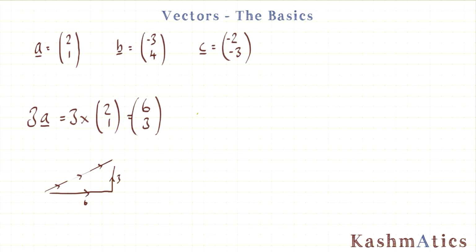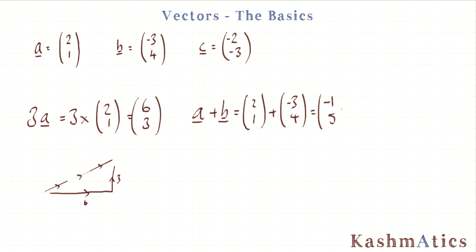So we can also add vectors together. So let's say we wanted to do A plus B. Okay, so A is 2, 1 plus minus 3, 4. So just add them together like normal numbers. So 2 add minus 3, that makes minus 1. 1 add 4 is 5.